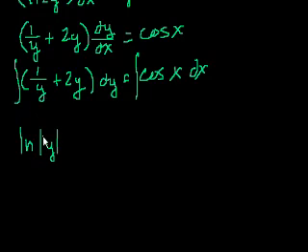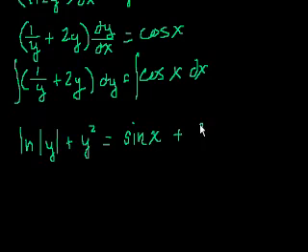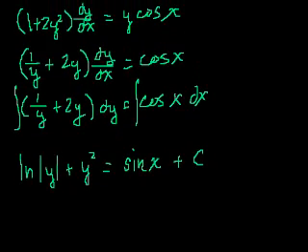So that's the antiderivative of 1 over y, and we proved that, or at least we proved that the derivative of natural log of y is 1 over y. Plus, what's the antiderivative of 2y with respect to y? Well, it's y squared, is equal to, I'll do the plus c on this side. Whose derivative is cosine of x? What's sine of x? Sine of x. And then we can add the plus c there.